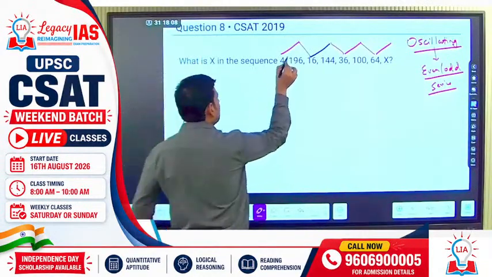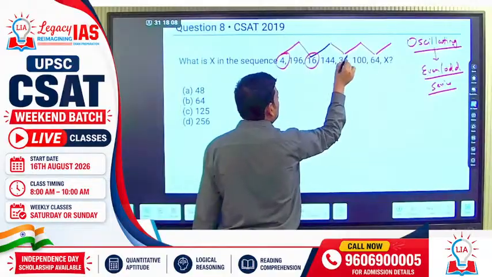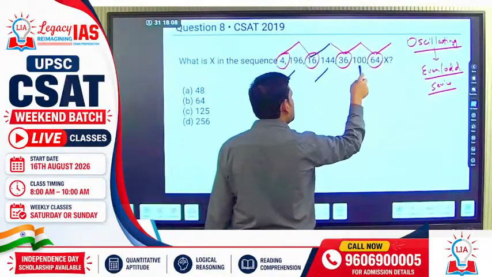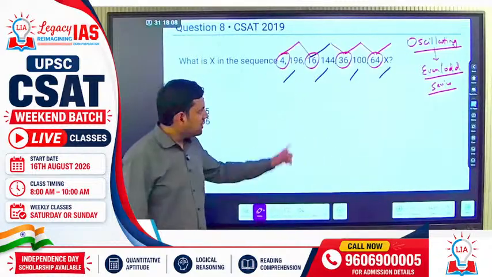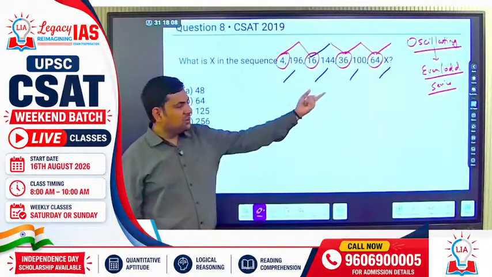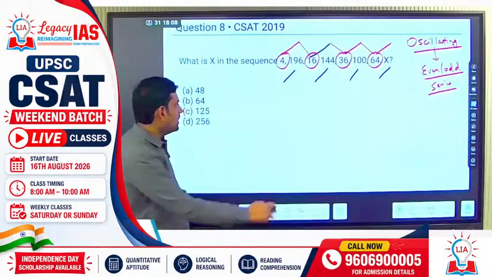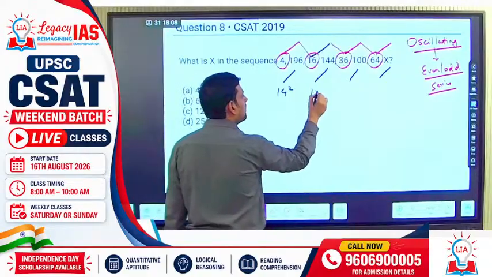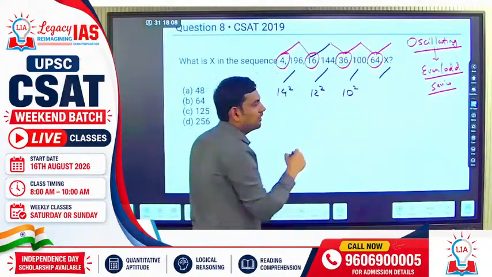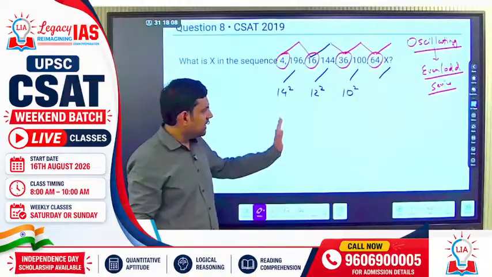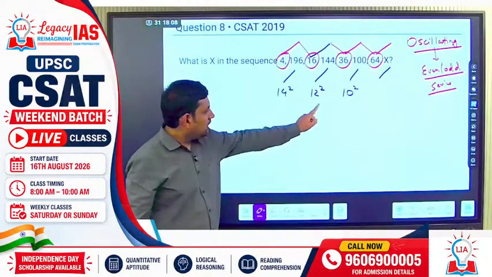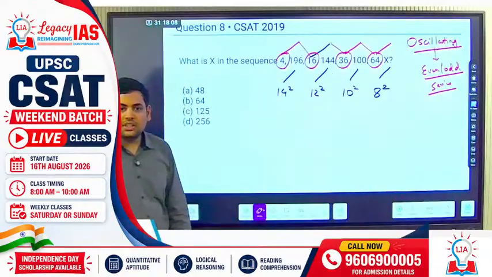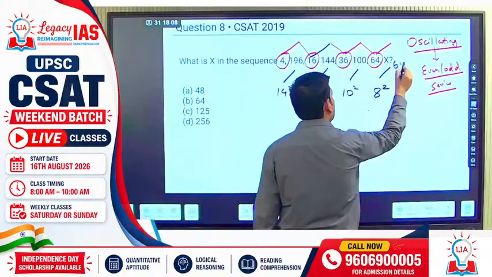So now just see them. 4, 16, 36, 64, and the other is 196, 144, 100, X. Focus on the latter one. Why? Because that only will give me X. Now, what are these? 196 is 14 square. That is why you have to remember the squares. Next would be 14, 12, 10, 8 square. What is 8 square? 64.